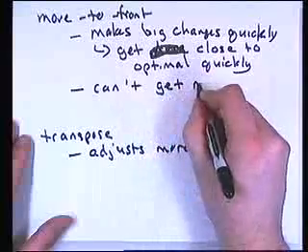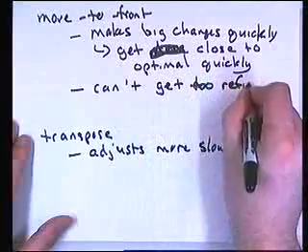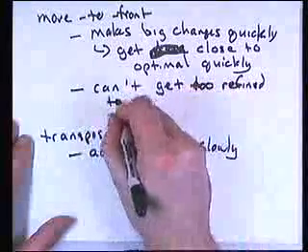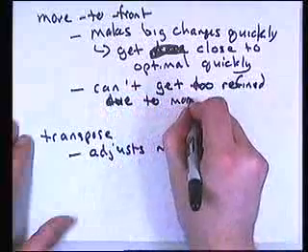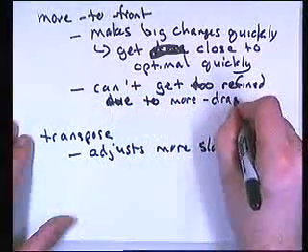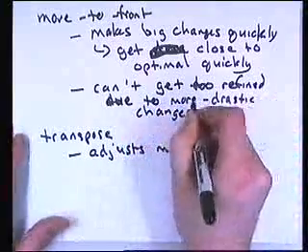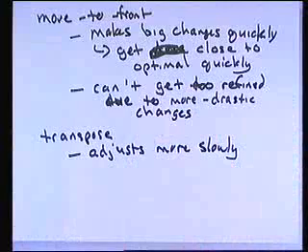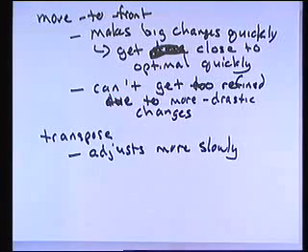move to front can't get too refined due to more drastic changes. So the idea will be, well, if you happen to look up the most infrequently found element, say Fred is 10% of the time we look up, turns out over the long run it will have turned out that Fred gets looked up 10% of the time.